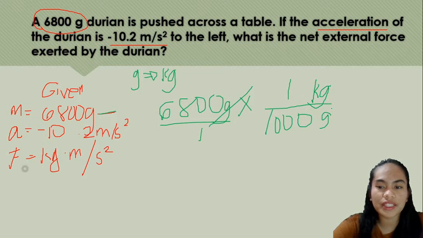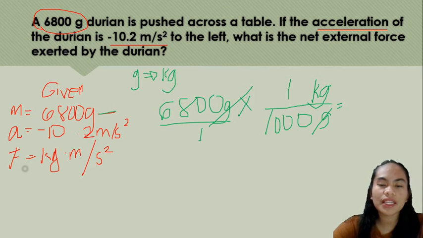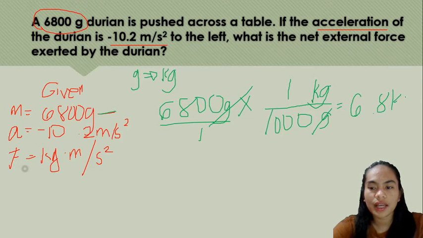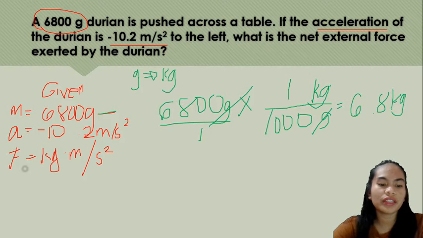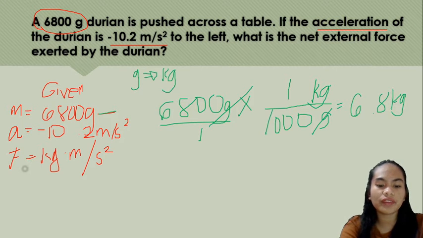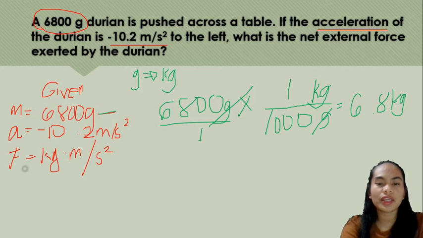So we are going to cancel it out. What's the answer? You have 6,800 divided by 1,000, which will yield 6.8 kilograms. Am I right? Use your calculator. 6,800 divided by 1,000 gives you 6.8 kilograms. Are all your given provided? Can you now compute for force?